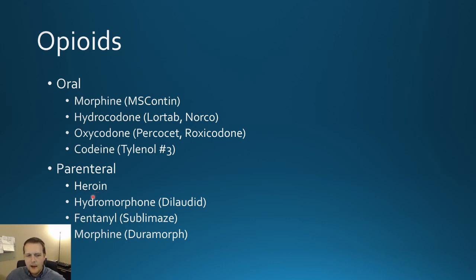But common ones you'll see in the hospital include things like hydromorphone or Dilaudid. You see fentanyl or just Sublimaze, and then morphine has IV forms as well. Duramorph is a common brand name for that.